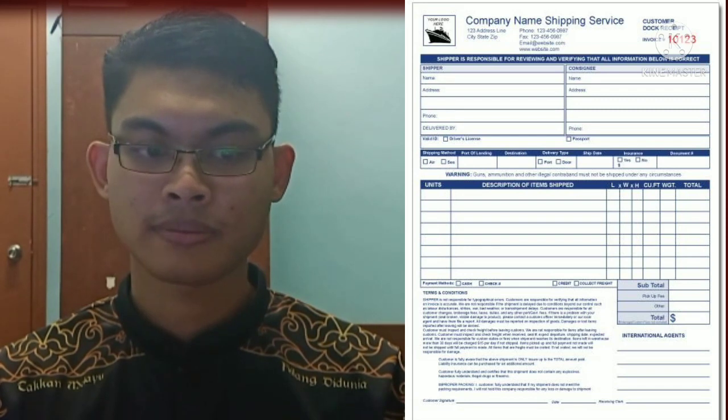Then, dock receipt. The purpose of this receipt is to provide the exporter with proof that the delivery of goods to the international carrier was successful and in good condition.